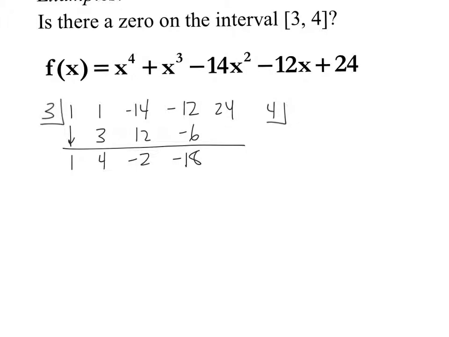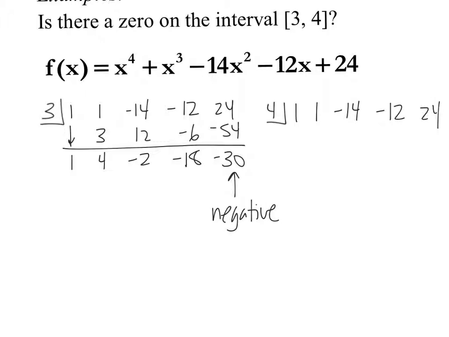Negative 18 times 3, that gives you negative 54, negative 30. Okay, interesting. Negative. Not 0, because remember, if it would be 0, that would mean that 3 actually was a 0. It's asking me if there's a 0 in between 3 and 4, not if they are 0. So that's a difference between last chapter and this chapter. Let's do the 4 as well. 1, 1, negative 14, negative 12, 24. Do the same thing here.